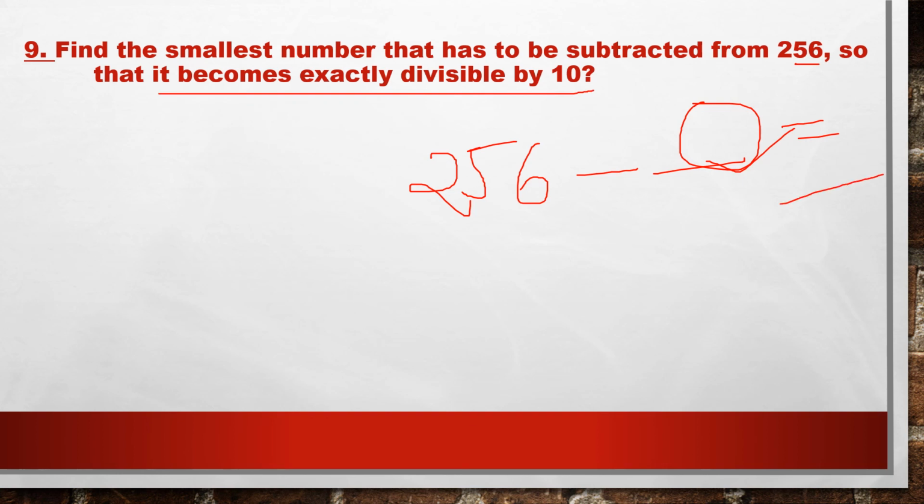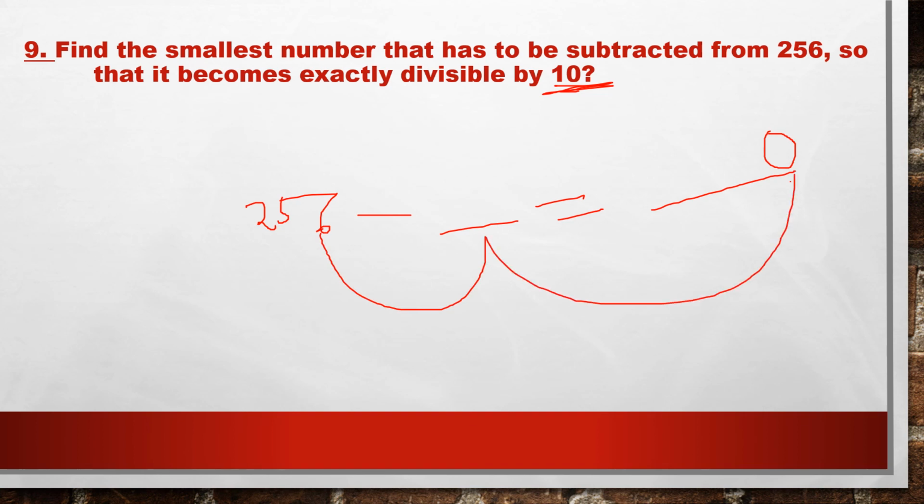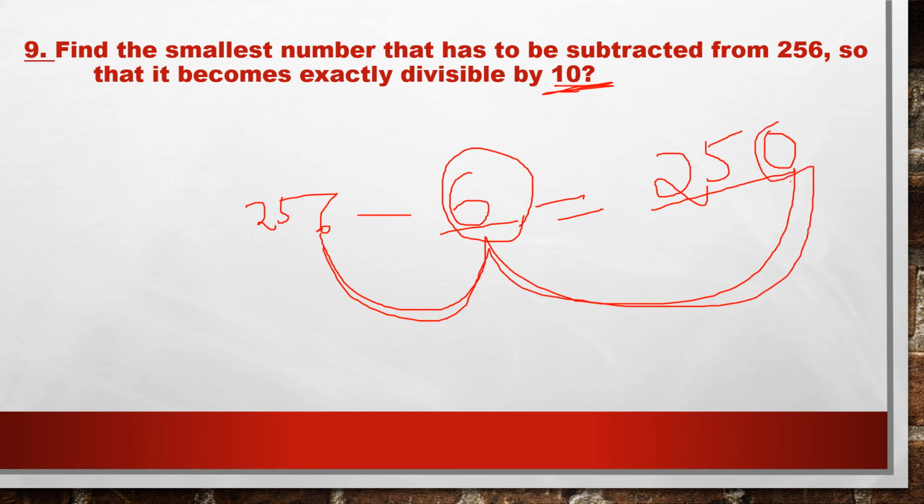Whatever answer you are getting here, 256 minus dash should be divisible by 10. Divisible by 10 means the last digit should be 0. What number should be subtracted here so that the last digit will be 0? 6 minus how much will be 0? 6 only. So 6 should be subtracted, and you'll get 250. So 6 is your answer. Why am I writing 0 here? Because divisible by 10 means the last digit should be 0 only. So there is only one possibility: the same digit in the units place should be subtracted.